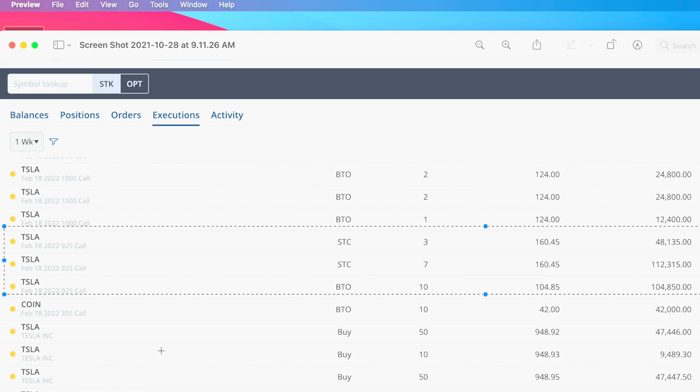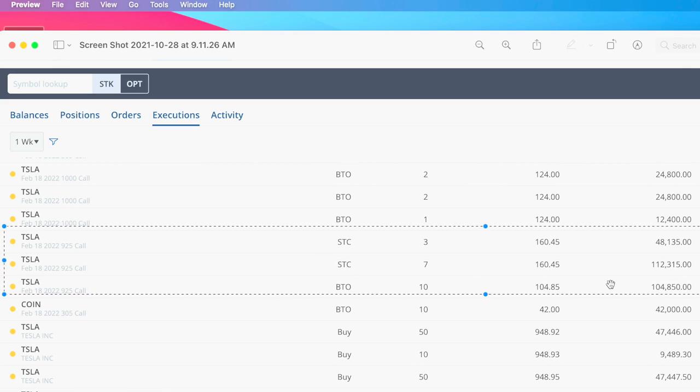A few other trades I made on a different platform was the February 18th, 22, 925 calls. As you can see, BTO means buy to open. So I bought 10 of these calls on October 25th at 104.85 when Tesla was skyrocketing for 160 each, which totaled 170,000. So this was a day trade going from 104,000 to 170,000 on that trade.